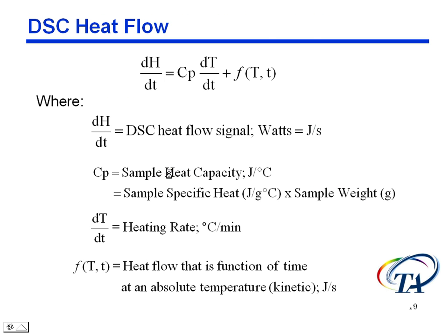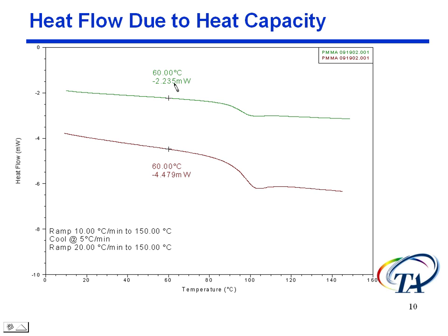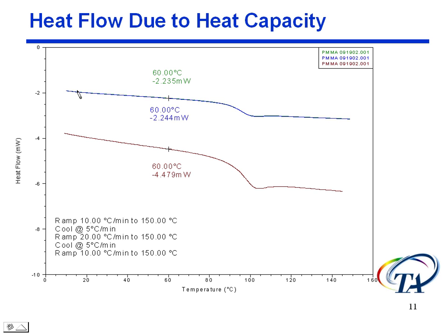And why do I say that? Remember the heat flow equation. We're not talking about any kinetic term. What we've got is heat capacity times heating rate. The heat capacity of the material is the same. The heating rate's doubled, so our heat flow should double, right? And that's roughly what we see here, minus 2.2, minus 4.4. So that was good. Now what happens after we make this 20 degree a minute run? What if we cool it down again to room temperature or a little bit below, and heat it up again at 10 degrees a minute? We should see basically a line on top of that. And that's what we see here.